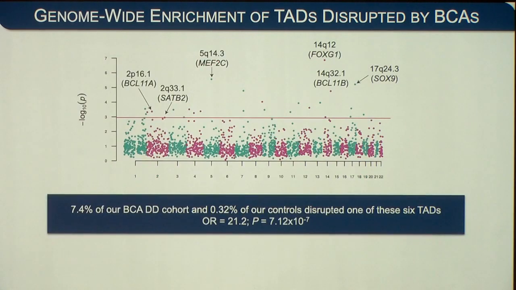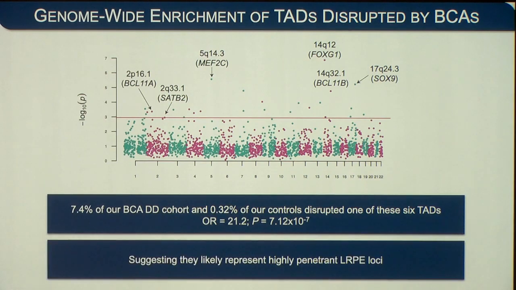So overall, when we look at these 6 candidate pathogenic positional effect loci, about 7% of our case cohort disrupted one of these TADs, compared to just 3% of our controls. So this suggests that these 6 loci likely represent some of the most highly penetrant pathogenic positional effect loci in the genome.